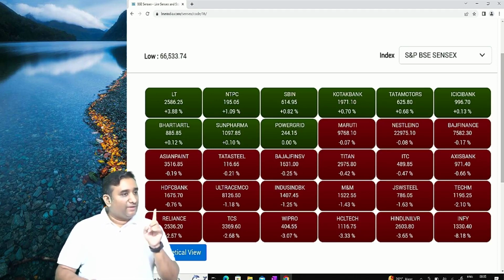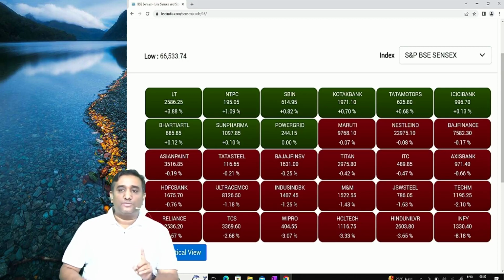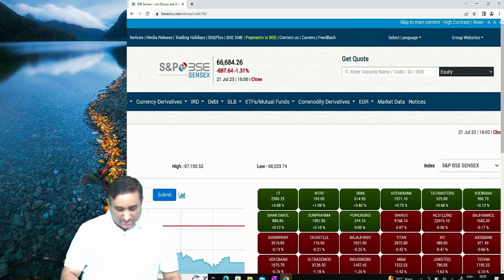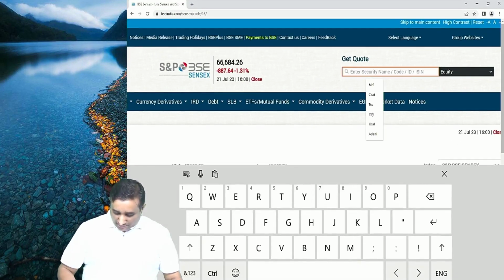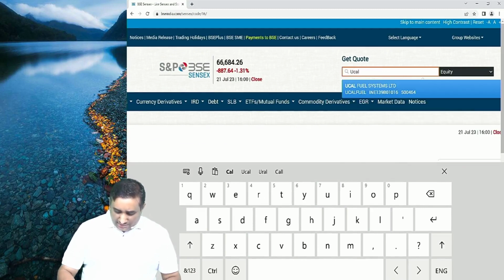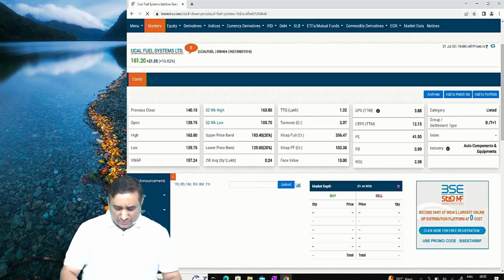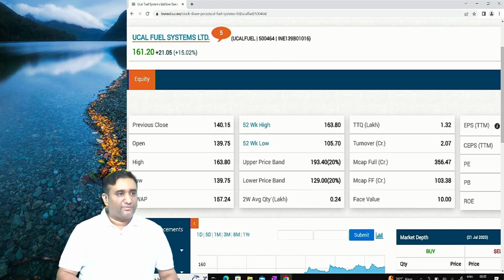The first point is, when the market moves up and down, you should know what is moving up and down. It's only these 30 companies. I'll tell you one thing. The market went down drastically. Now I'll show you one more company. Any discussion done on any company is only for educational purposes. This company was up 15%.